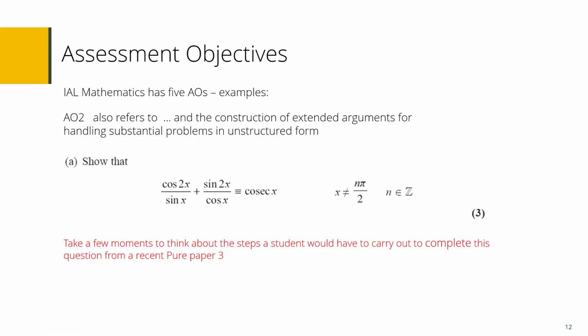If I give you another example on this slide, assessment objective 2 also refers to the construction of extended arguments for handling substantial problems in a structured form. So if a student has to think about different facts and show an argument, not necessarily a written one in words, but actually shows the arguments they have to put together, that's also an assessment objective 2.